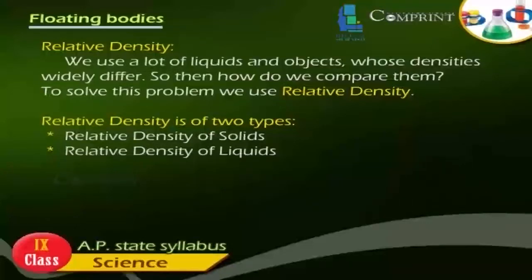Relative density. We use a lot of liquids and objects whose densities widely differ. So, how do we compare them? To solve this problem, we use relative density. Relative density is of two types: relative density of solids and relative density of liquids.